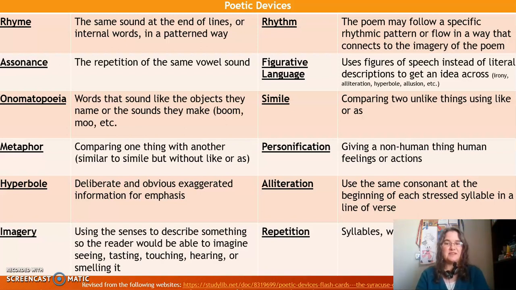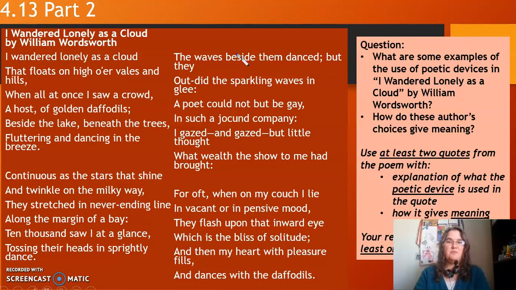Alliteration, use the same consonant at the beginning of each stressed syllable in a line of verse. So, like, she sells seashells down by the seashore. Imagery, that's using the senses to describe, like we did with the 4.11 assignment. And repetition, syllables, words, phrases repeated throughout to make sure that you understand that those are important. So we go back to the actual assignment itself, and then we actually will read through it. And I want you to read through it once, just feeling what it is. And then the second time you actually go through and think about what's in there.